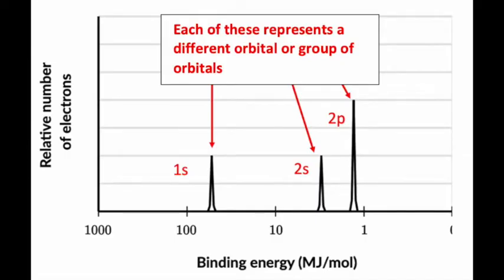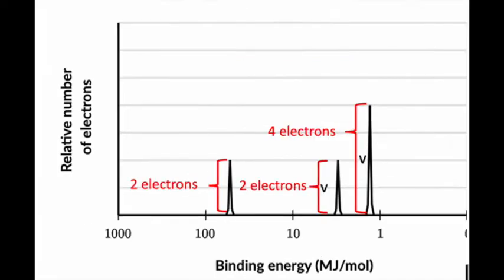Each peak represents a different orbital or group of orbitals, and the orbitals of a particular shell or energy level are clustered together. In this example, you can see that the 2s and the 2p are really very close together. They're even closer together than they look because this is a logarithmic scale. The height of each peak shows how many electrons are in the orbital. In the example on the left, there are 2 electrons in the 1s orbital. We have 2 electrons in the 2s orbital, and then we have 4 in the 2p orbital.